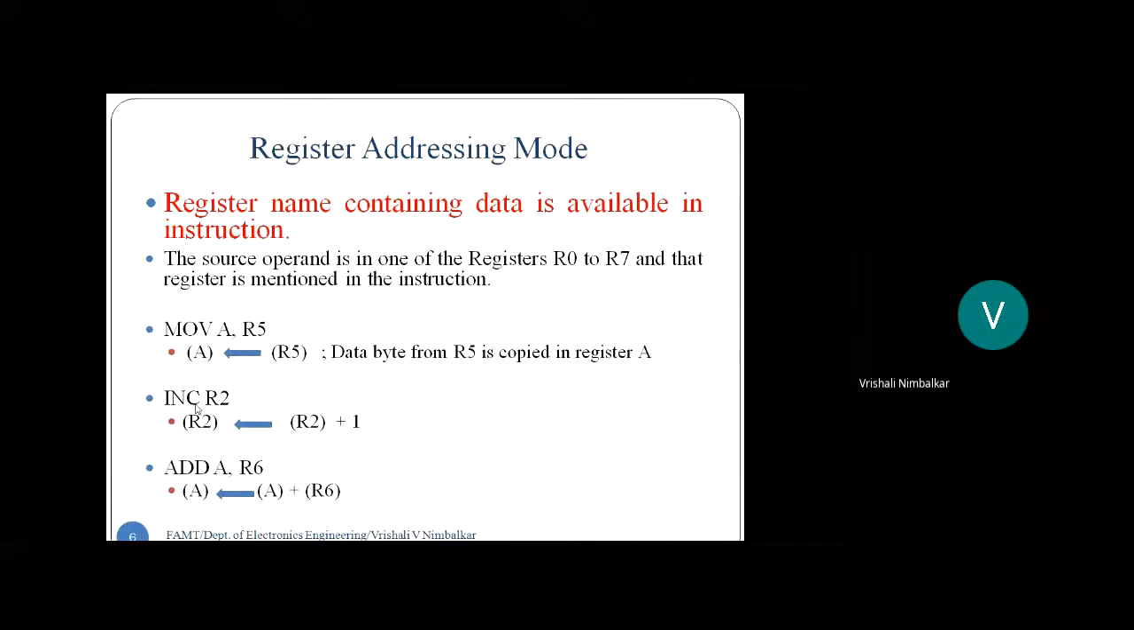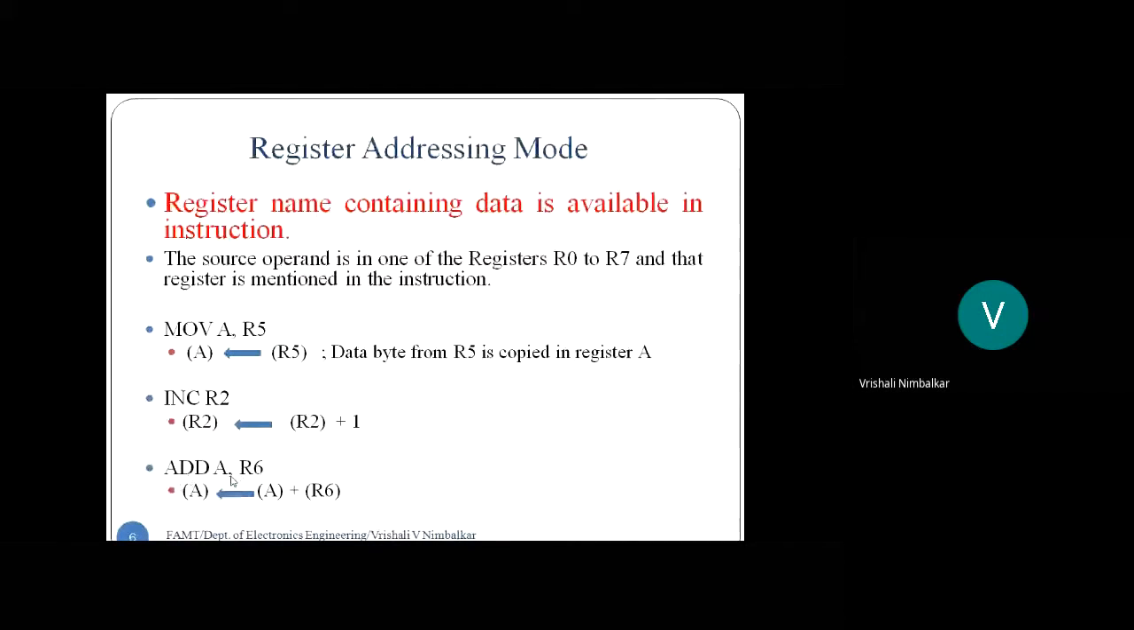Okay. Look at the second example. INC R2 means increment R2, which means increment the data which is present in R2. Now see, there is only one operand. R2 is the source operand as well as the destination operand. So what is the operation? Data from R2, the round brackets mean, data from R2 is incremented by 1 and stored back in R2. So where is the source operand? In register. Hence register addressing mode.